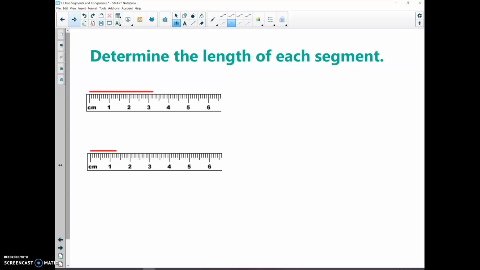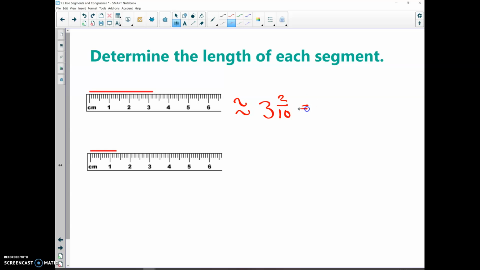All right, determining the length of each segment in red here. Let's look at the first one, the top one. Starting at 0 and going past 3, and each of these tick marks, 1, 2, 3, 4, 5, 6, 7, 8, 9, 10. So this here, the length of the segment is approximately 3 and 2/10, because from 3 to 4 it is broken up into 10 tick marks, and this one looks like it's about going to the second one.